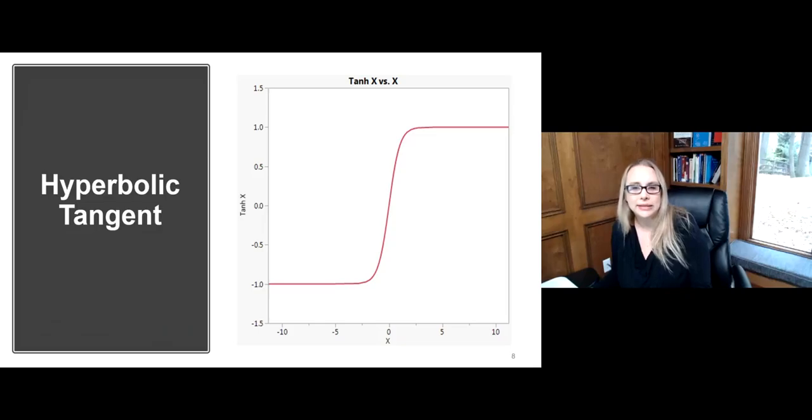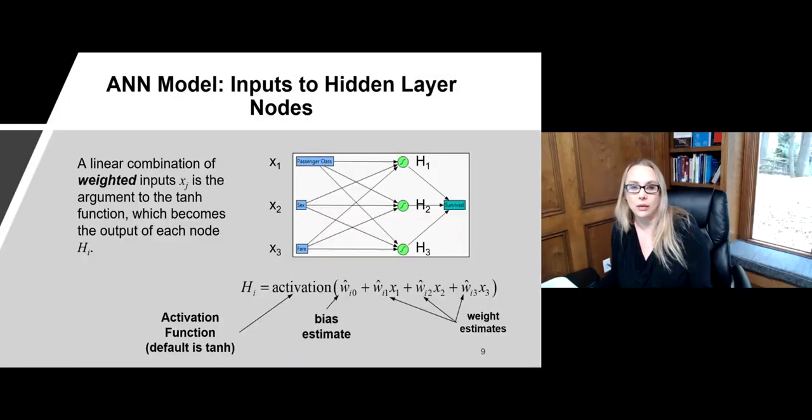So let's look at what this tanh function looks like in a chart. So a nonlinear hyperbolic tangent function has a domain of negative infinity to positive infinity with a range between -1 and 1. So this is what the plot of the tanh activation function would look like.